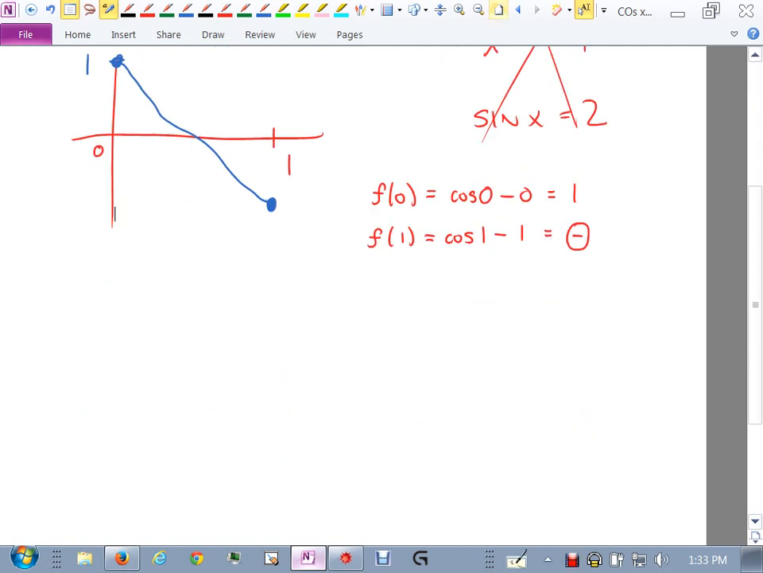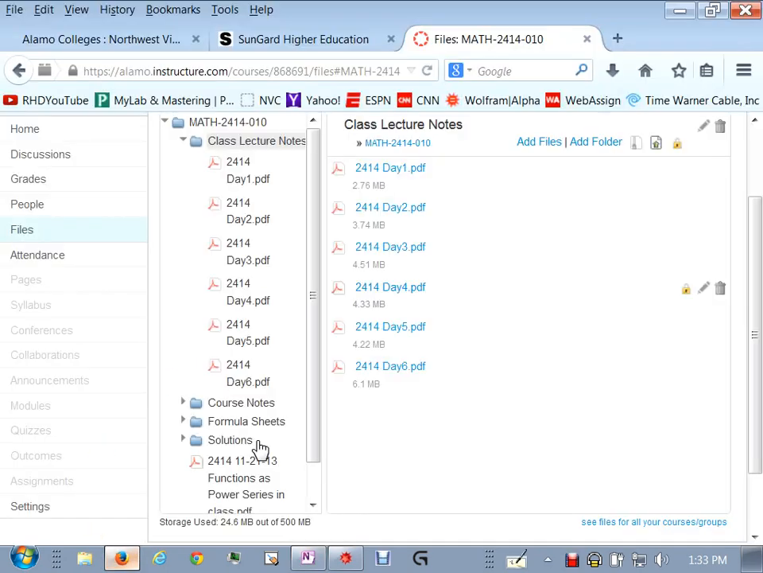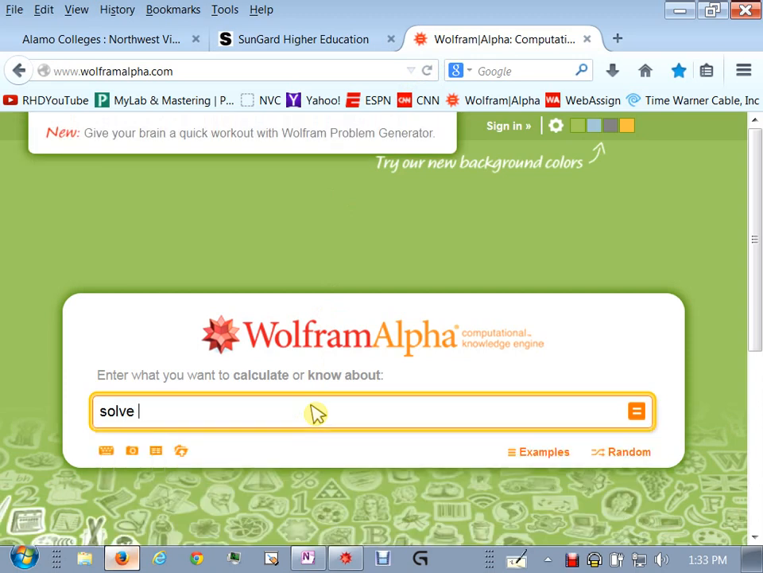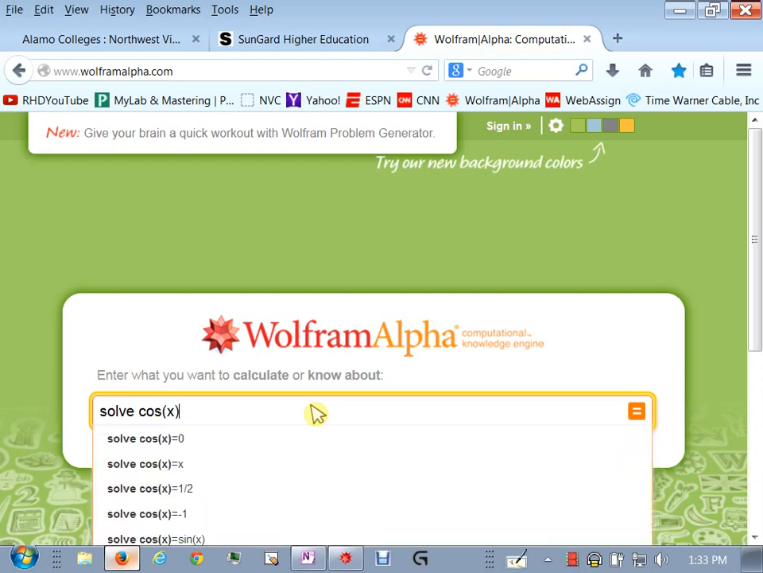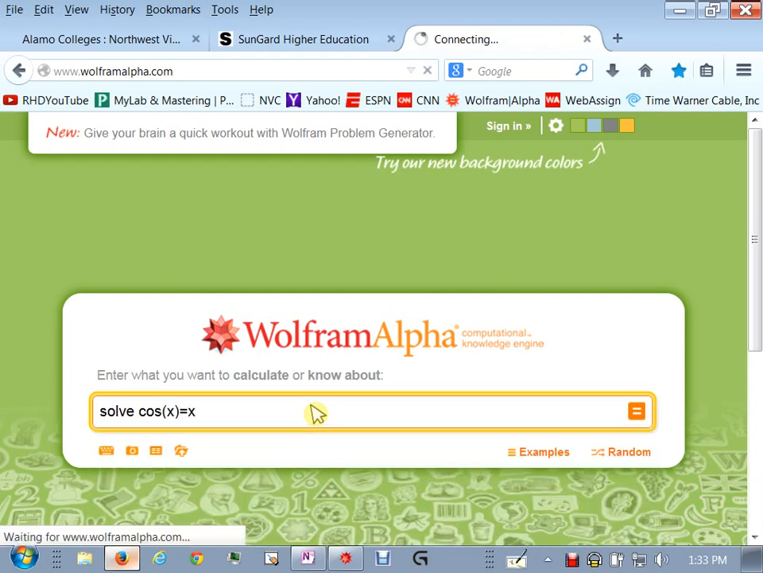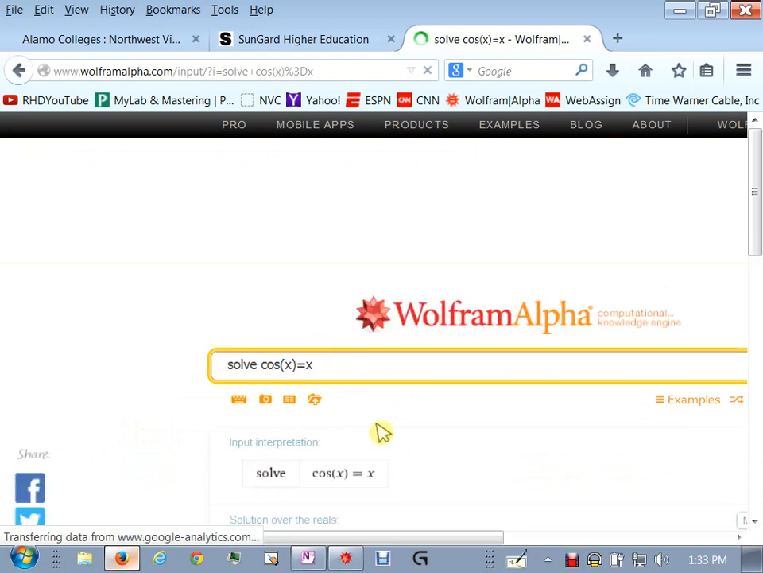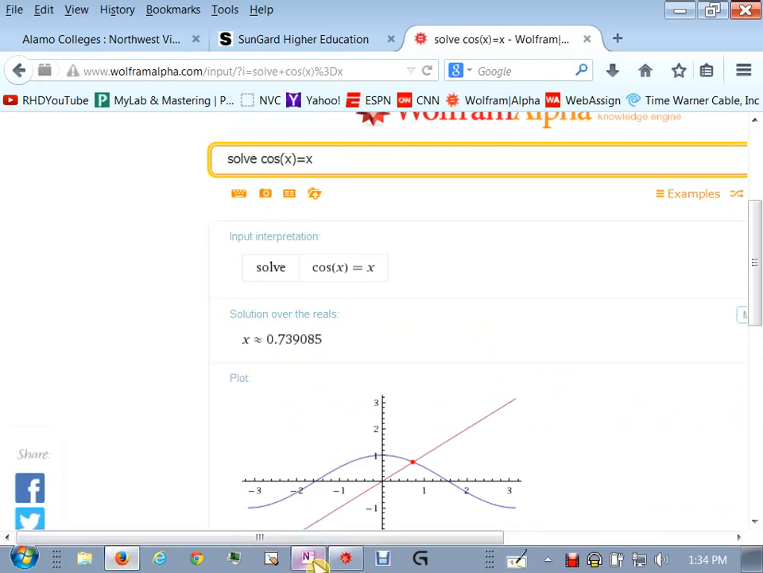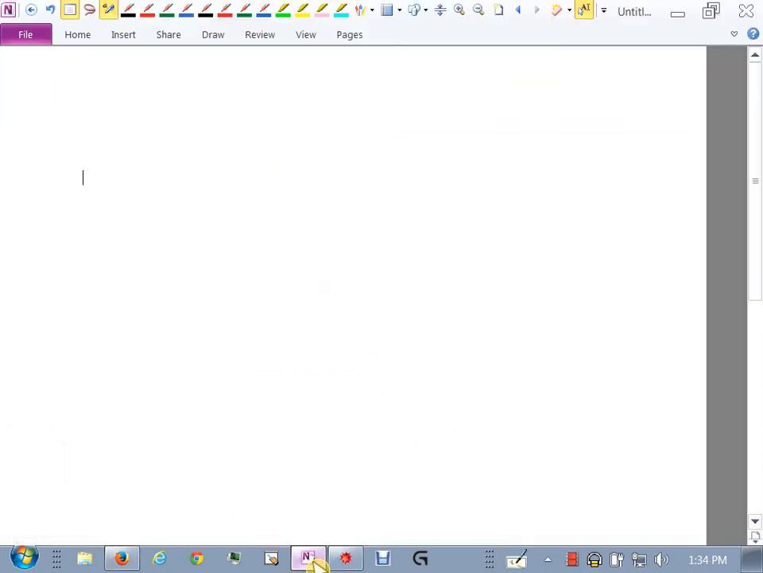Now this leads us to a more profound question, which is, on my calculator, or better yet, if I go to Wolfram Alpha, which we like going to, and I say solve cosine x equals x, it gives me an answer of 0.739085, right? It's solved that for me. Now I'll come back to that, all right? This is what we were trying to solve, right?